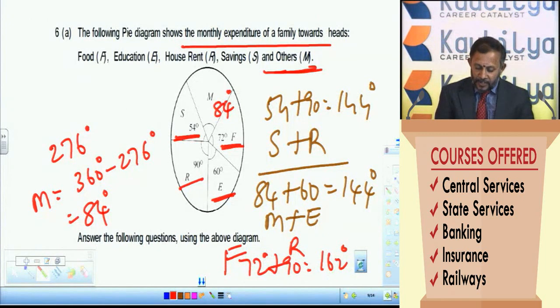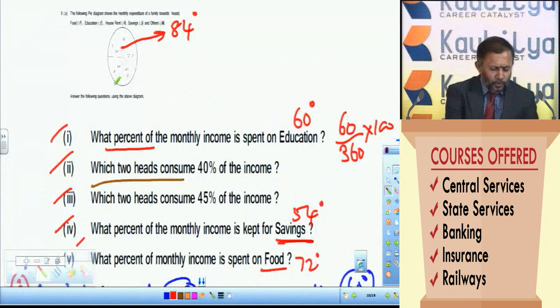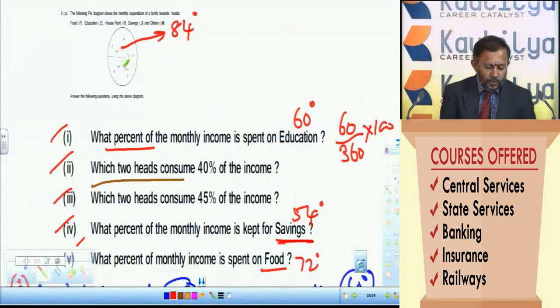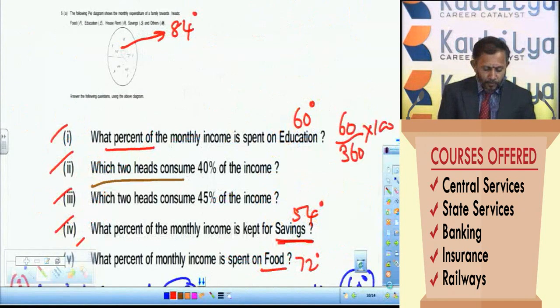So in the case of the second question, we can get two different combinations where the total is equal to 144. But in the case of the third question, there is only one combination, right? So the two are 90 plus 72, so rent and food together, that is equal to 162 degrees. And the next one, for the fourth question, it is what percent of the monthly income is kept for savings part. So that is similar to the first one.